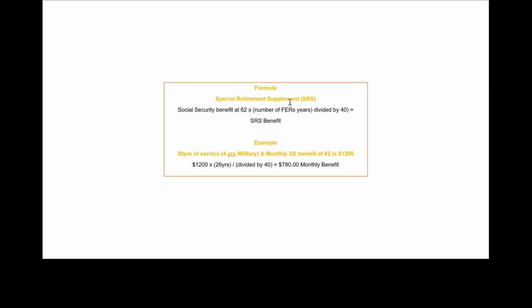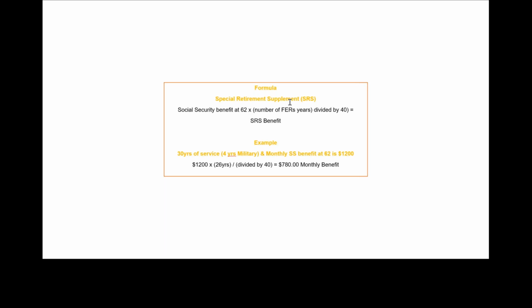So here's the visual, the formula: Social Security benefit at 62, times the number of years, divided by 40, and you get your benefit. So here we have 30 years of service, 4 years of military, and a monthly Social Security benefit estimation at age 62 of $1,200.